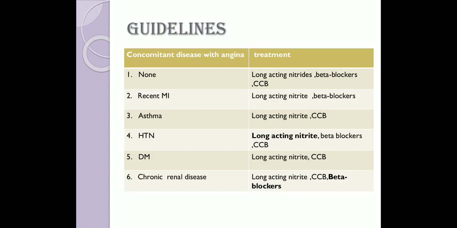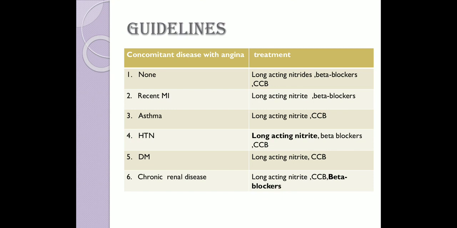The guidelines which are useful while prescribing drug to the anginal patient with concomitant diseases. If the patient has no concomitant diseases, then we can prefer long acting nitrates, beta blockers and calcium channel blockers. If the patient has concomitant disease such as MI, then we prefer long acting nitrates and beta blockers. Then if the patient has asthma with angina, then we can go with the long acting nitrates and CCBs.